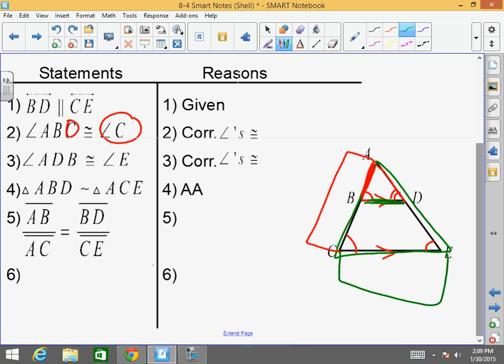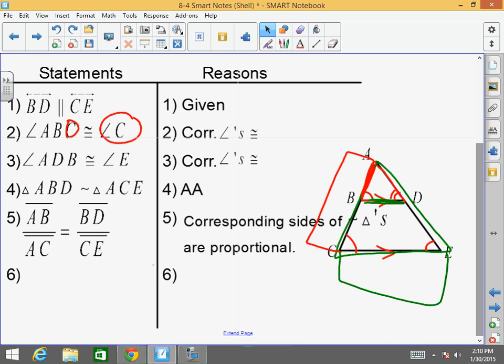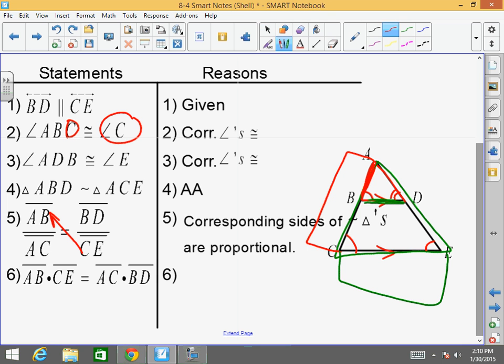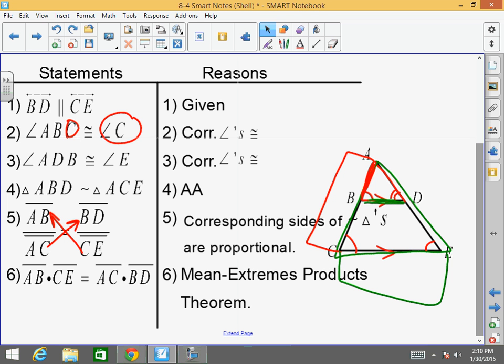Small to large, small to large. Are you guys seeing that? Promise? Okay. That would be corresponding sides of similar triangles are proportional. Or you could say definition of similar triangles. I see a lot of you getting upset because you don't want to write that down. I get it. And then last but not least, we would have AB times CE, because when you cross multiply, will equal AC times BD. Why? Means extremes products theorem. Does that make sense? It's not too bad, right?